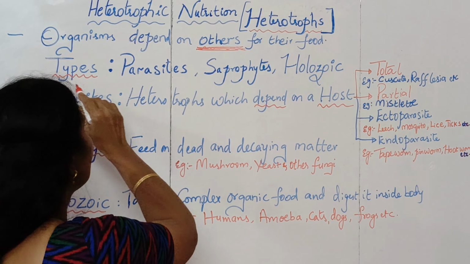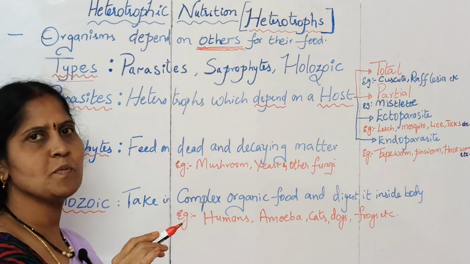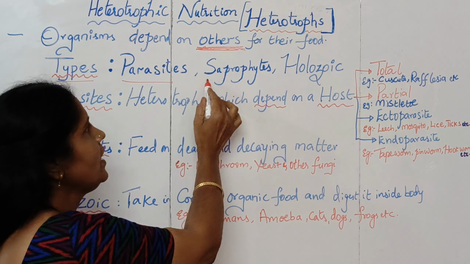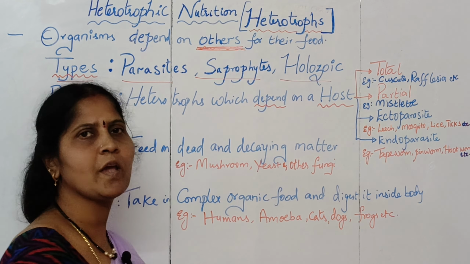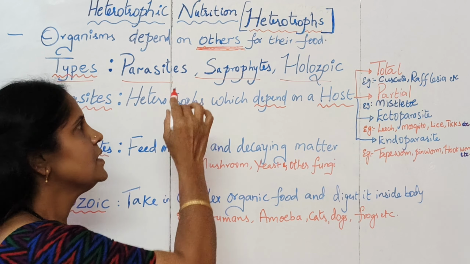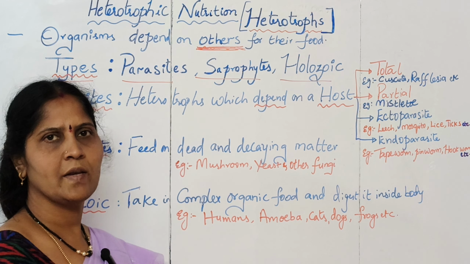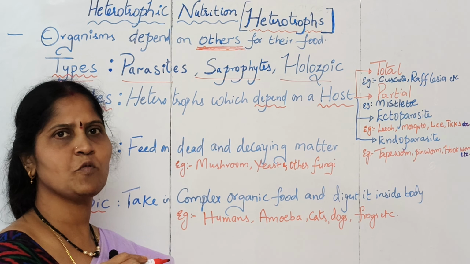Coming to the types, we have three types of heterotrophs, namely parasites, saprophytes and holozoic organisms. Parasites, saprophytes and holozoic organisms are the three types of heterotrophs we have.